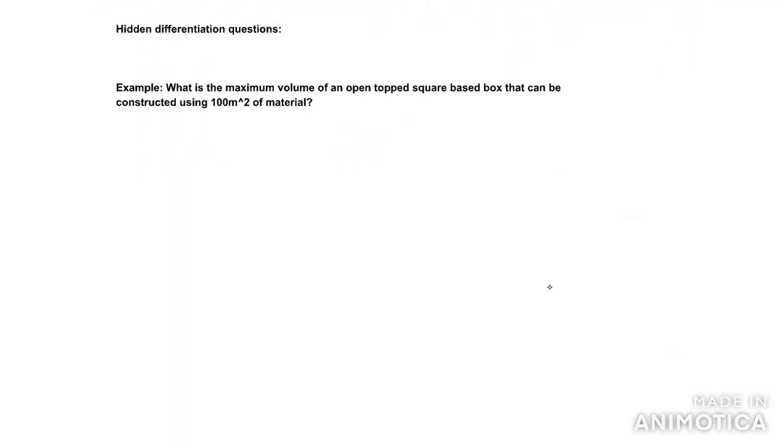The final thing I want to mention, that I mentioned all the way back at the start, is you get a hidden differentiation question. So if you just get a question like this: what is the maximum volume of an open-topped square-based box that can be constructed using 100 meters squared of material? The clue that this is differentiation based is the word maximum. And like the other questions, all you want to do is translate it. So, okay, we care about the volume of this box.